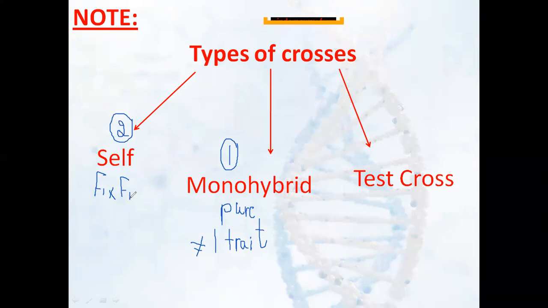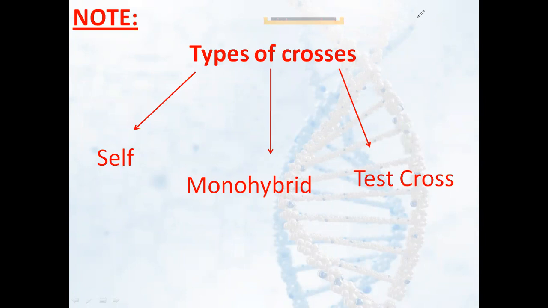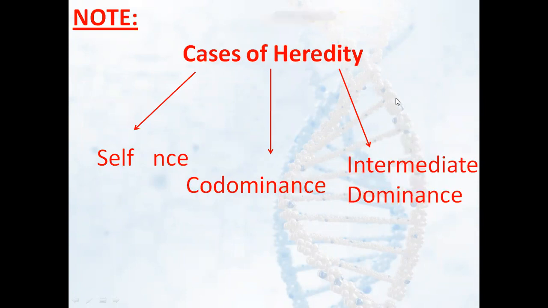The third type of cross is the test cross. We use it to determine whether the dominant parent is pure or hybrid, and for this we cross it with a homozygous recessive, like we did before. So these are the three different types of crosses.